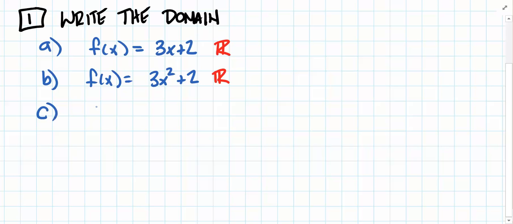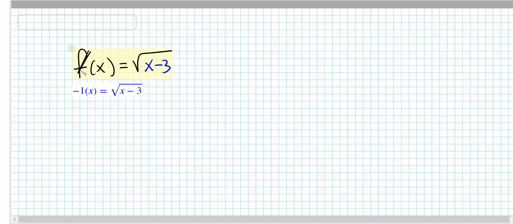Let's see. What if I give you this function? f of x is equal to the square root of x minus 3, all right? So let's actually take a look at this graph, okay? The function I gave you was f of x is equal to the square root of x minus 3. Before I even graph this, we should have an idea of what it's going to look like. So you guys tell me, what is this graph going to look like?